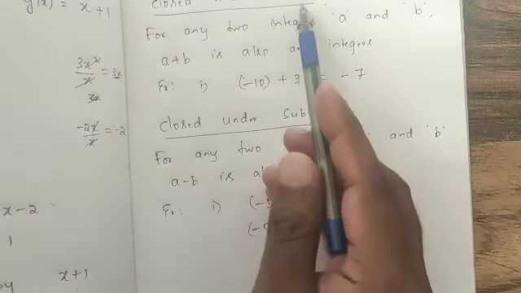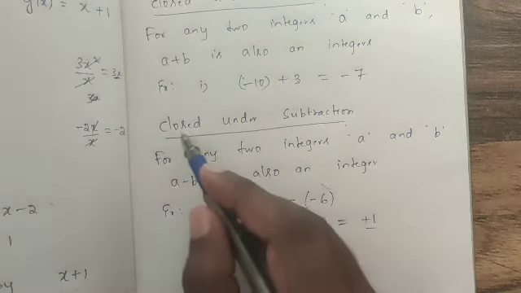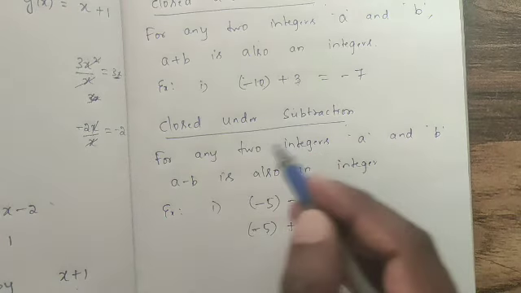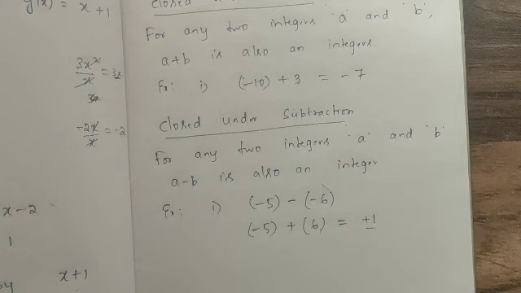Integers are closed under addition also. Integers are closed under subtraction. Now the question is, will the same closure property be applicable for the natural numbers also under subtraction operation? That means you take any two natural numbers, subtract it, whether the result is a natural number or not.